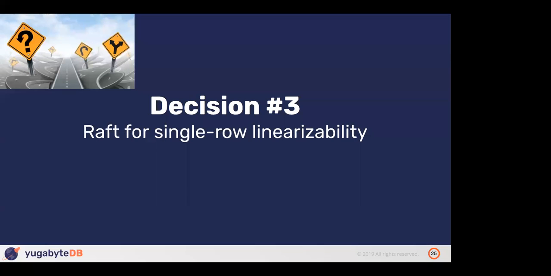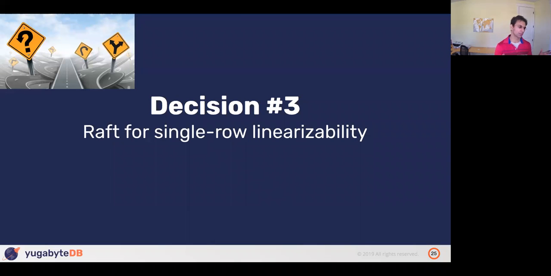Okay, so the next major decision, now that we were reusing the upper half of Postgres and we were doing a blend of Aurora and Spanner, was how do we ensure consistency of data? So we said we're going to use Raft for single row linearizability. We talked about Postgres, we're using it as a row store. How do you ensure that this row is going to be consistent, replicated and fault tolerant across nodes?